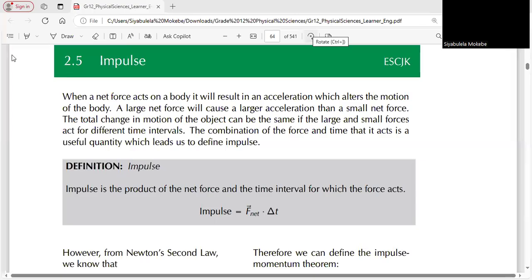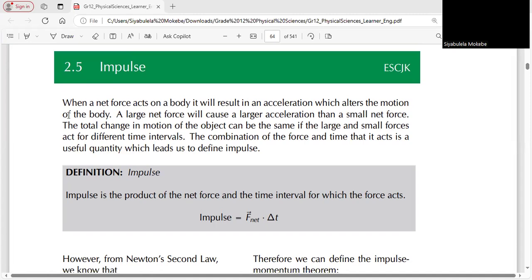Hello, folks. All right, so folks, in today's lesson, we're going to look at impulse. All right, let the games begin.